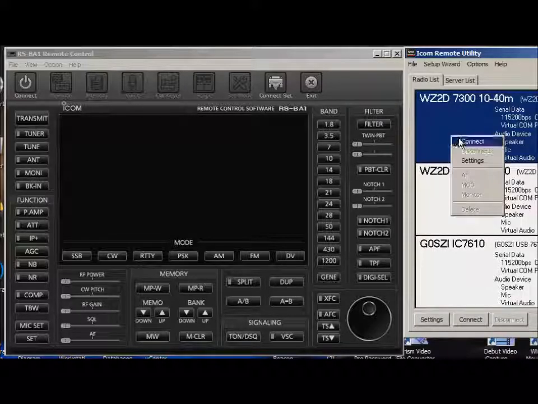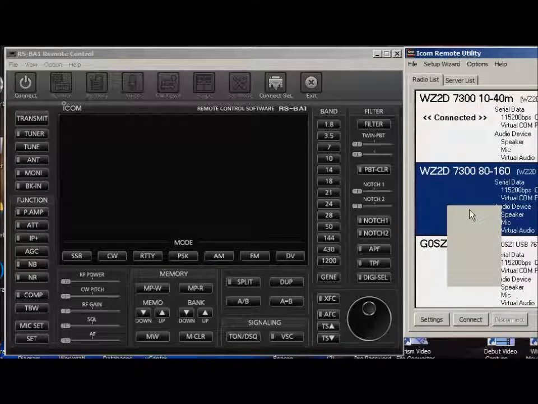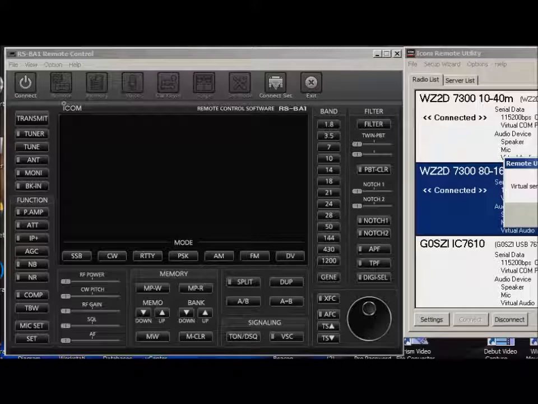Let me connect to one of those, connect to a radio that's online, and I'll connect to another radio that's online. Why not? So I have two radios that I'm capable of connecting to.